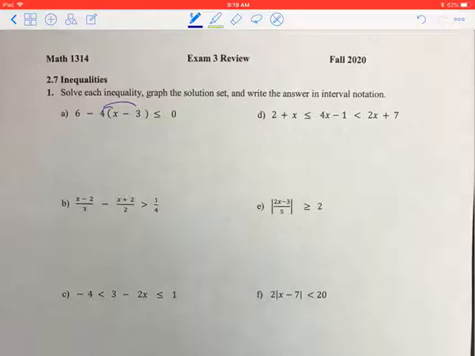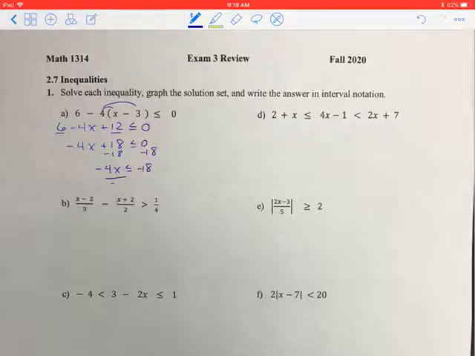We're going to start by distributing the negative 4. So we get 6 minus 4x plus 12 less than or equal to 0. I can go ahead and put those similar terms together. I get negative 4x plus 18 less than or equal to 0. I'm trying to get x by itself. For an inequality, I want to keep the x's on the left. So I get negative 4x is less than or equal to negative 18.